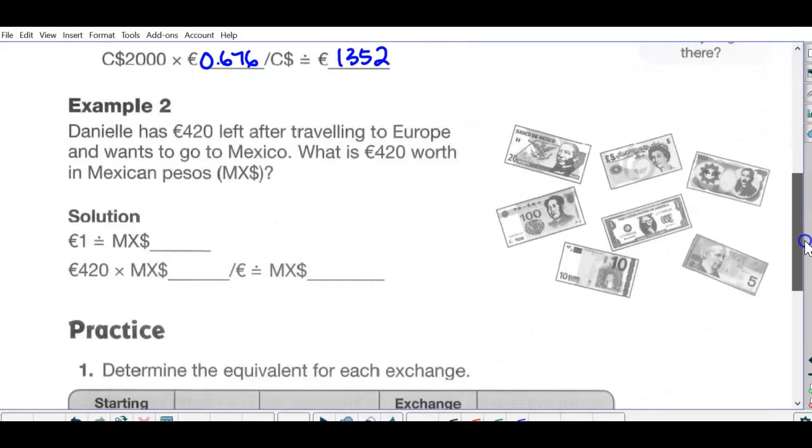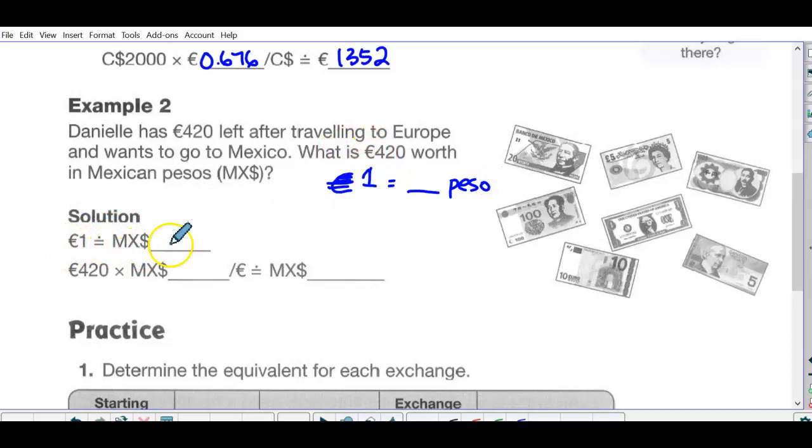Next one, Danielle has 420 euros left after traveling to Europe and wants to go to Mexico. What are the euros worth in Mexican pesos? So you don't want to exchange it back to Canadian and then pesos. You can just do the straight calculation. So we're starting with euros. So we want to find the exchange rate for 1 euro. 1 euro equals how many pesos? And then we can just multiply.